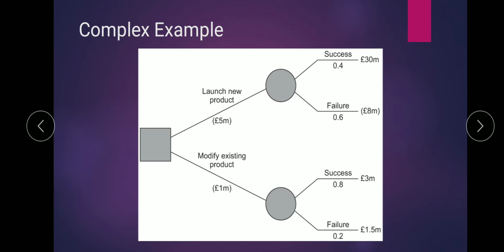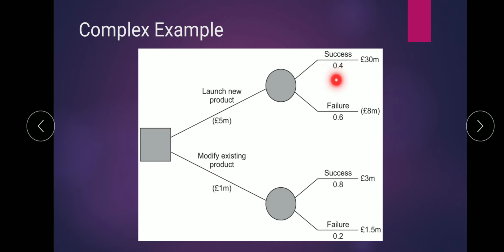So this is another, more complex example, and let's take a scenario where you want to make some money. You can do this by launching a new product or by modifying the existing product. In this, you can notice that if a value is in round braces, it means that it's expenditure, and if it's not in any parenthesis, it's income. If you are going to launch a new product, it's going to cost you 5 million, whereas modifying the existing product will cost you 1 million.